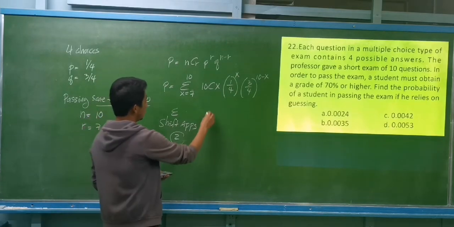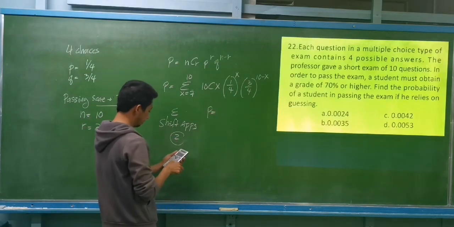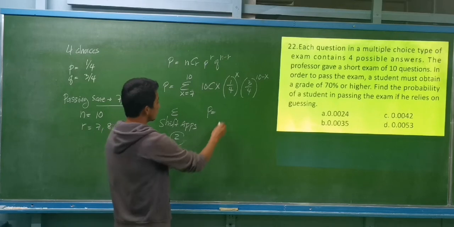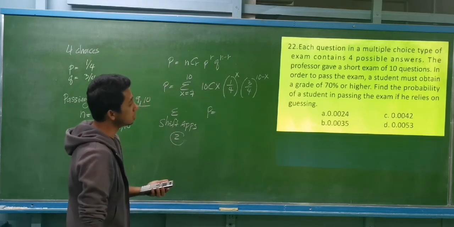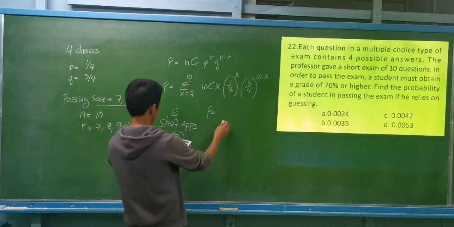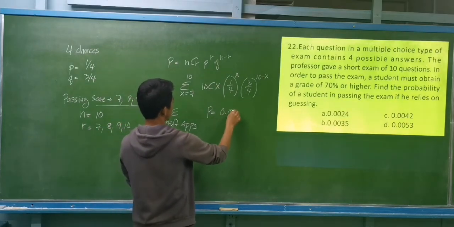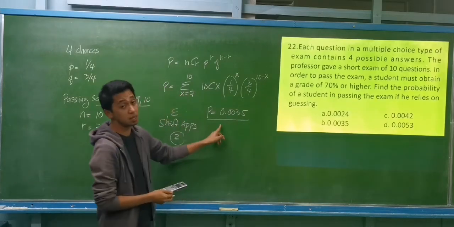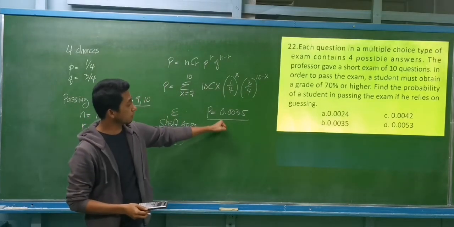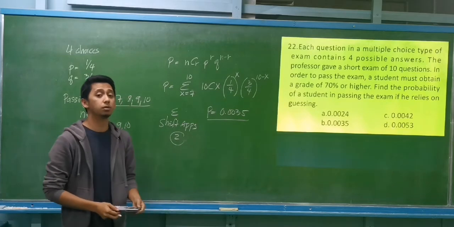So we have the probability is equal to 3.506 times 10 raised to negative 3, or obviously 0.0035. Ito yung probability na makakapasa siya by guessing. 0.0035, letter B yung sagot.